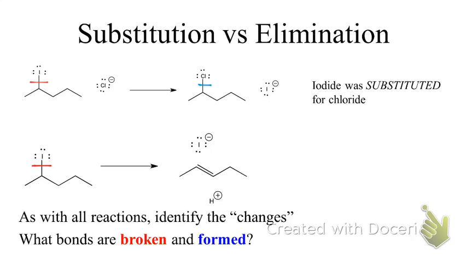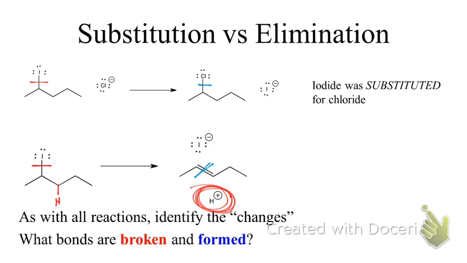How about bonds formed? We got a carbon to carbon double bond. Is that everything? As a hint, I'll even color code it. What the heck is that? That H plus had to come from somewhere. We lost a carbon-hydrogen bond as well.